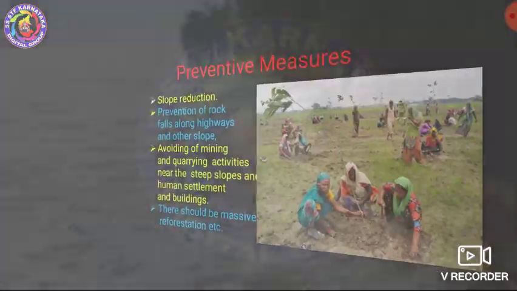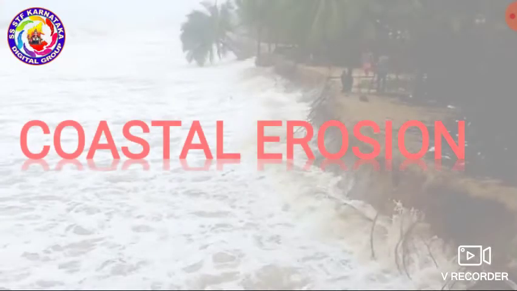And let's move on to another important concept in this lesson, that is coastal erosion. My dear students, what is coastal erosion? What are the causes of coastal erosion? And distribution, effects and preventive measures of coastal erosion. Let us discuss one by one.